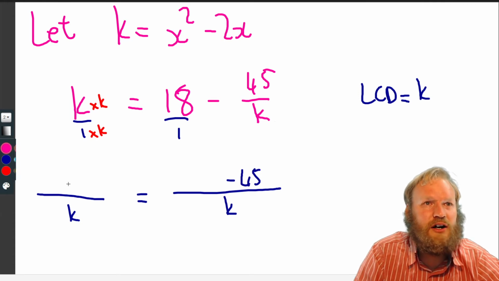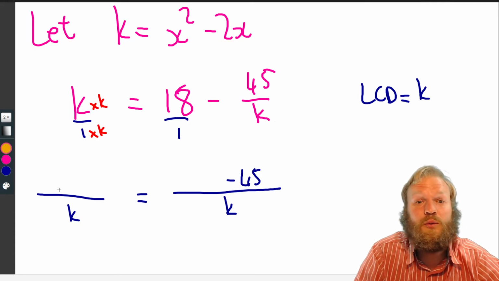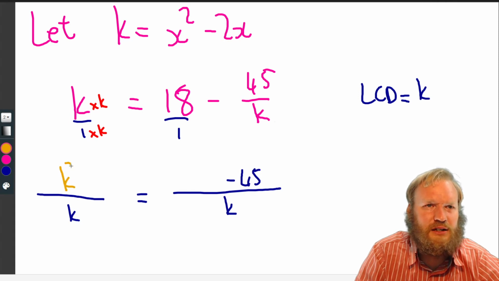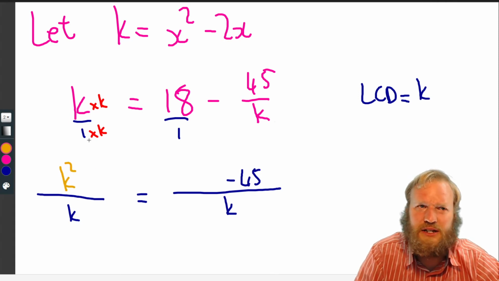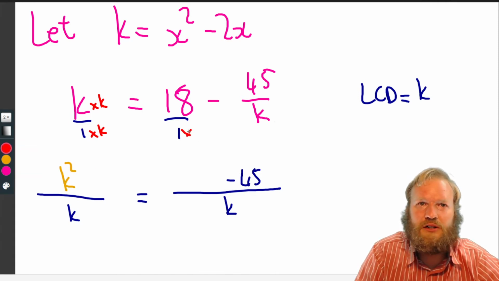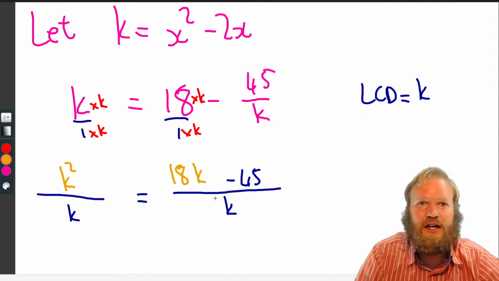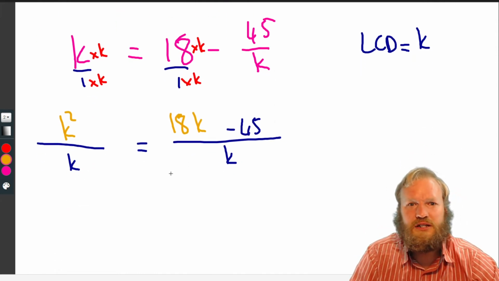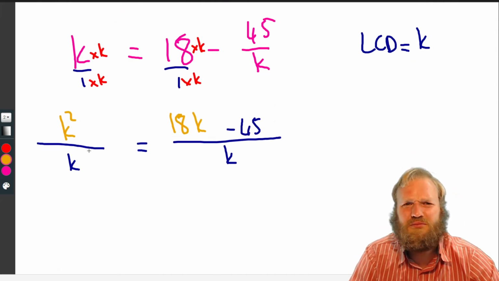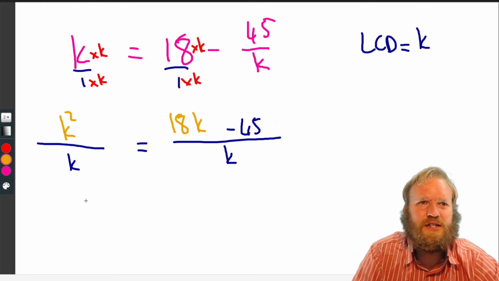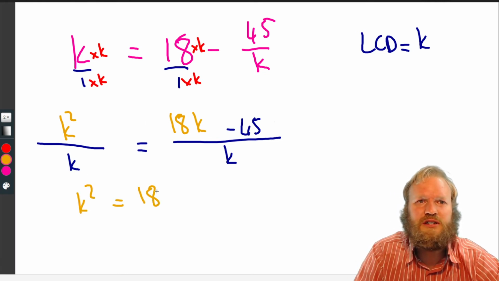So what do we have in our numerator now? Well, we've got k times k, so k squared. Same idea here. We had to multiply by k, so now we've got 18k. Denominator is the same. Earlier we said that means the numerator should probably be the same. So k squared equals 18k minus 45.